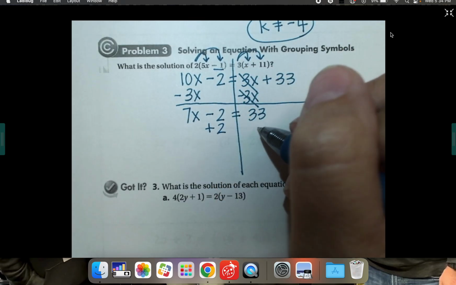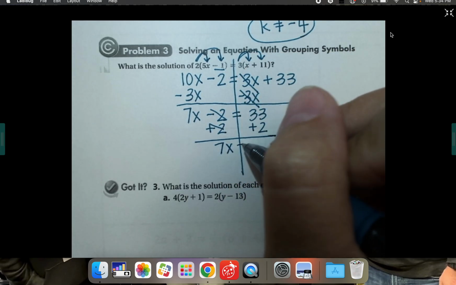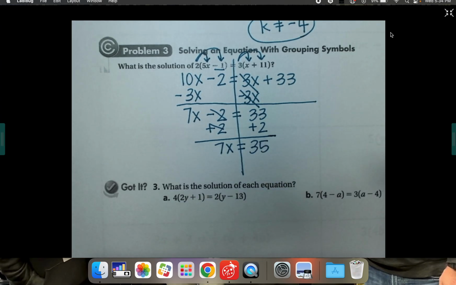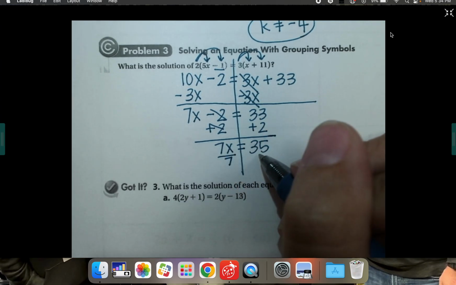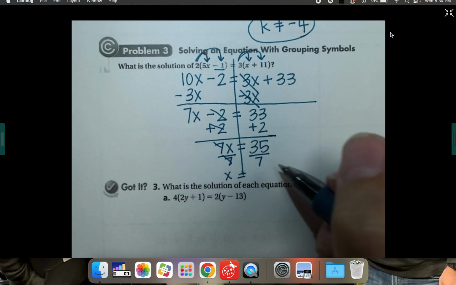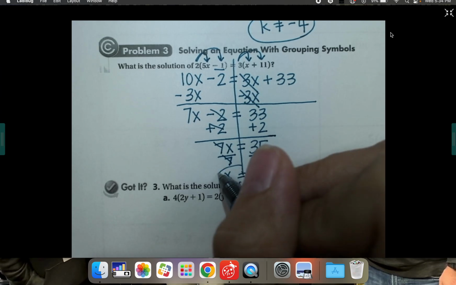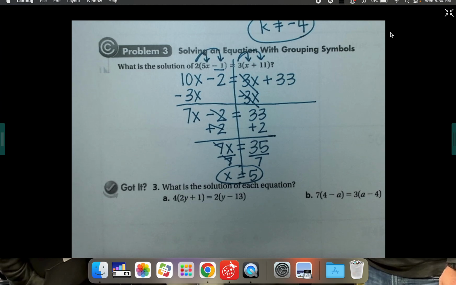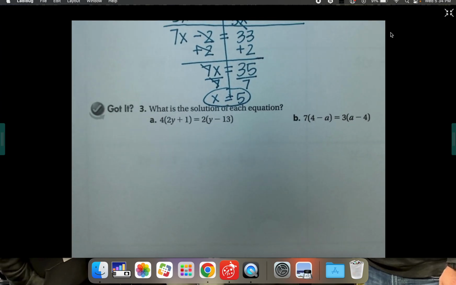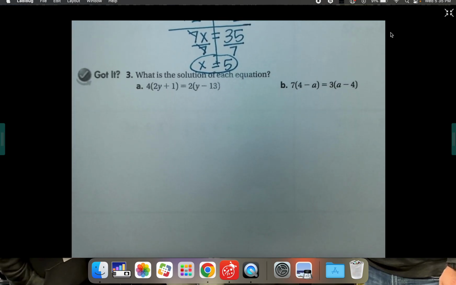We would add 2 next. Bring down your 7x, 33 plus 2 is 35, and last step, divide both sides by that 7 to get your variable completely by itself and isolated. 35 divided by 7 is 5. Okay, we've got a couple of got-its for you to try if you want. So if you do want to, pause the video and try these, but be sure to check back and make sure you did them correctly.